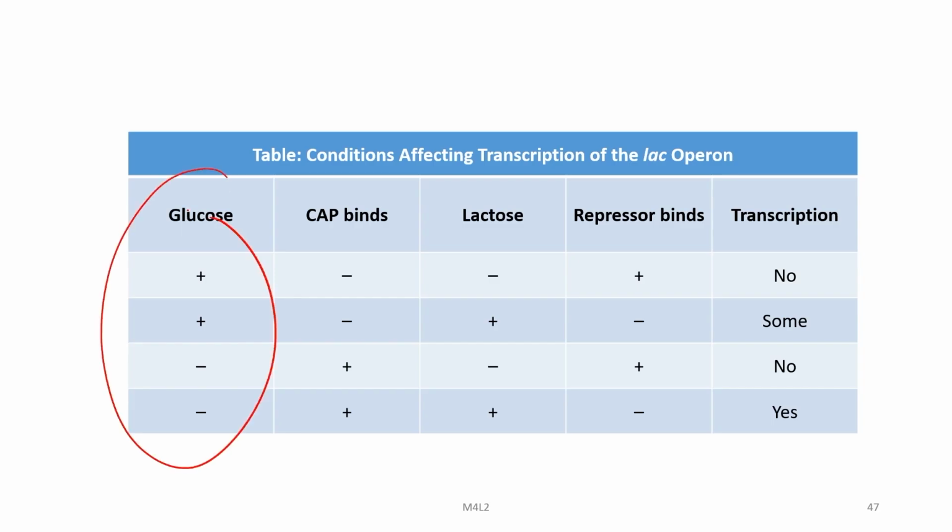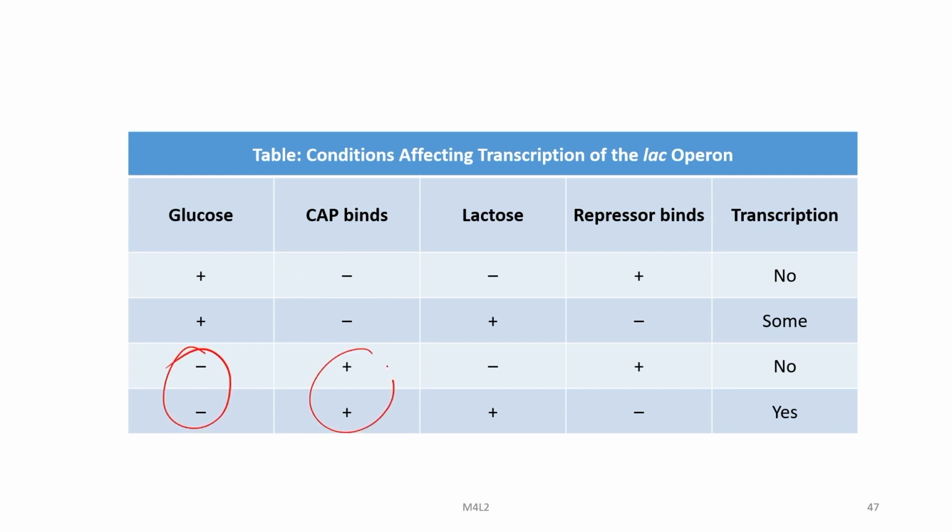So, glucose high or positive, and glucose negative. In the first case, CAP is not binding, but in the case of low glucose, it is binding. So, when the lactose is absent, the repressor binds. So, in this case, there is no transcription.